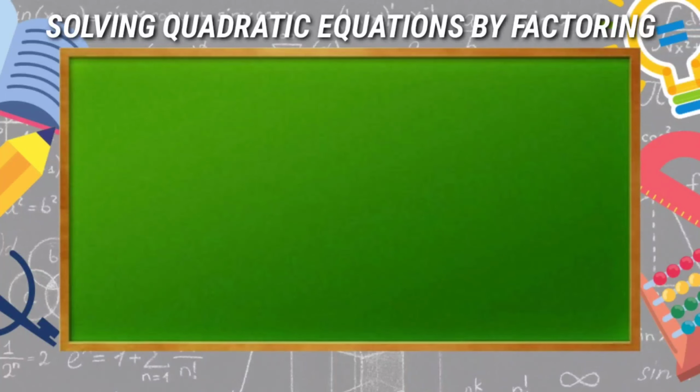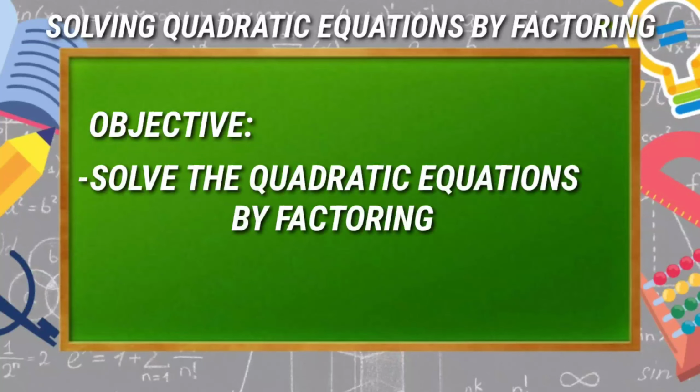Topic: Solving quadratic equations by factoring. Objective: solve the quadratic equations by factoring. Find the GCF of the following. For number 1, we have 10 and 15.